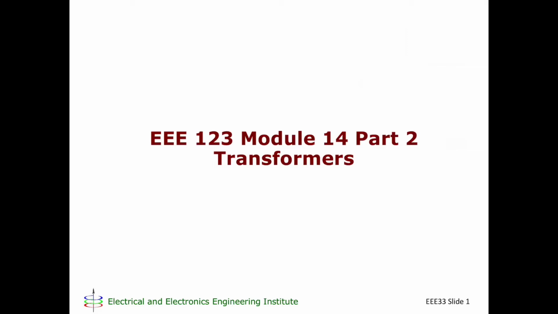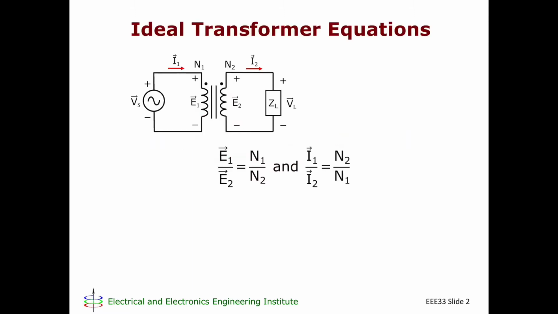This is part 2 of Module 14, where we continue our discussion on transformers. So what have we learned about ideal transformers so far? If this is our ideal transformer, you have your primary voltage E1, your secondary voltage E2, your primary current I1, and your secondary current I2.